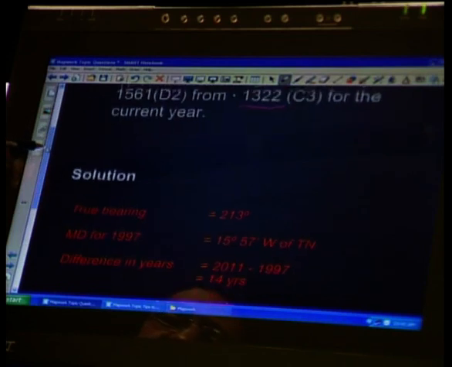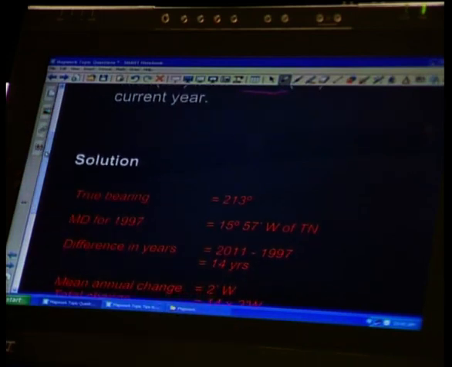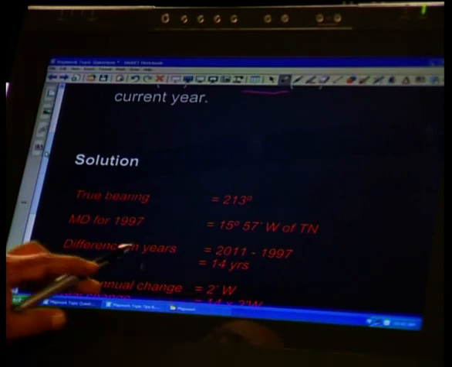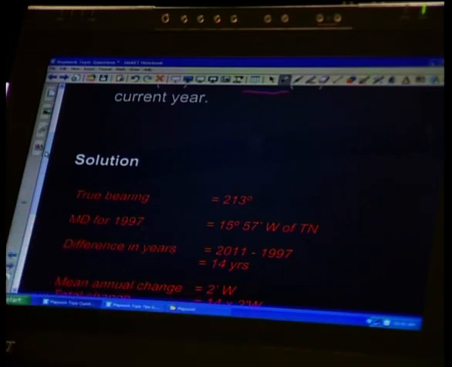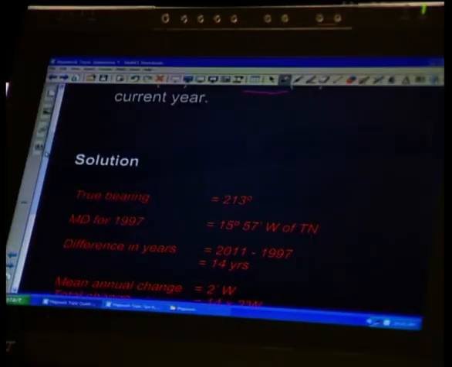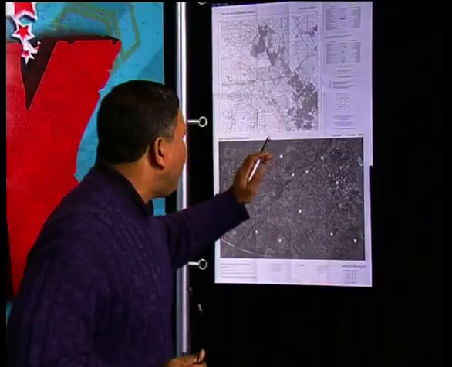Now I need to find out for 2011. The first step I need to look at is the difference in years. Remember, that magnetic declination was taken for 1997. It's now 2011. So my difference in years would be 2011 minus 1997, which gives me a total of 14 years. All right? Now I need to look back at my map. And my map states something else down here.